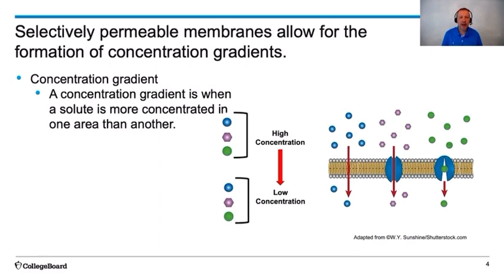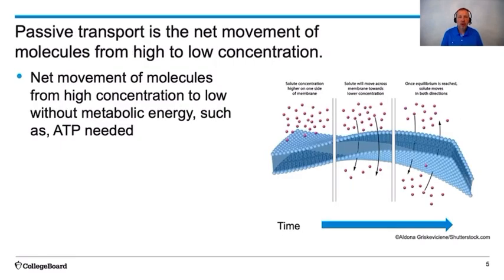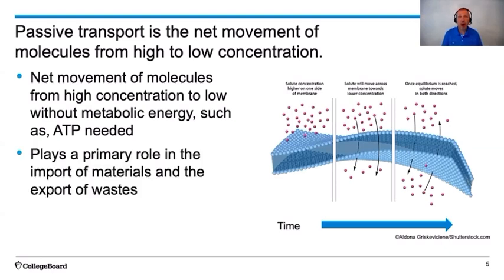A concentration gradient is when a solute is more concentrated in one area than another. A membrane separates the two different concentrations of molecules, allowing for that concentration gradient to form. So that leads us to passive transport. Passive transport is the net movement of molecules from a high concentration to a low concentration without metabolic energy, such as ATP, needed. This plays a primary role in the import of materials and the export of waste.